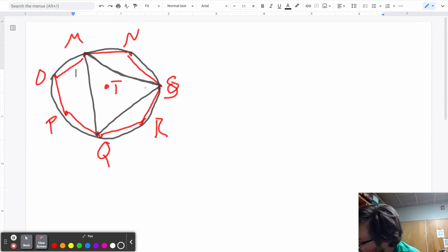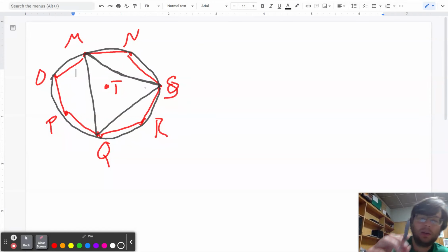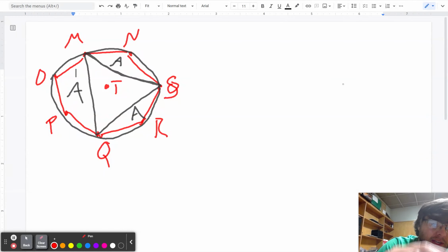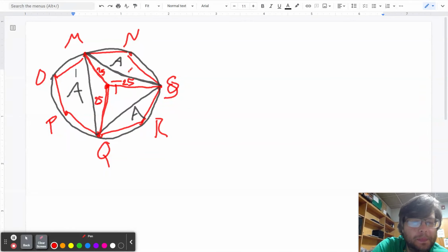All right, this is super weird. So we actually want to find the area of this piece, and this piece. That's what we care about. They told us one more piece of information. They told us that if I go from T to the end of anything, it's 25. So I can extend T out to any of the vertices of the heptagon. It's going to be 25, 25, 25, because it's a circle like that.